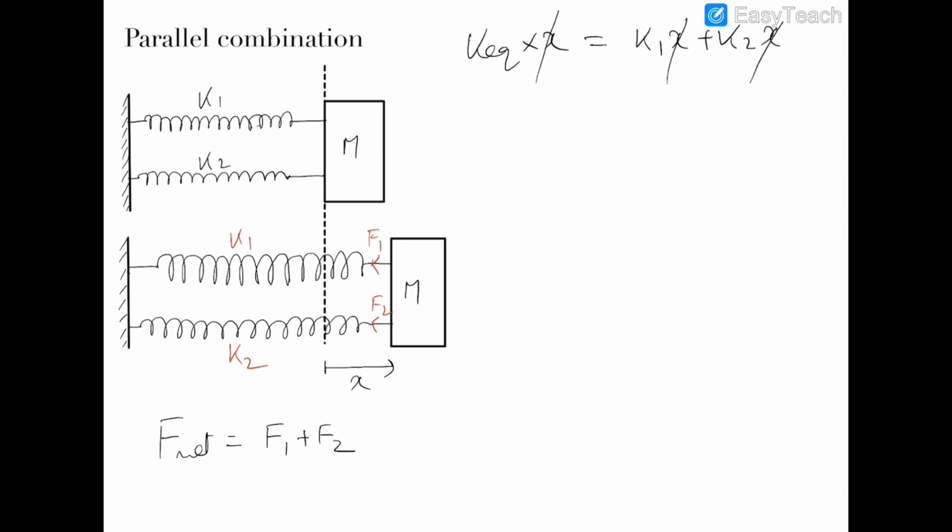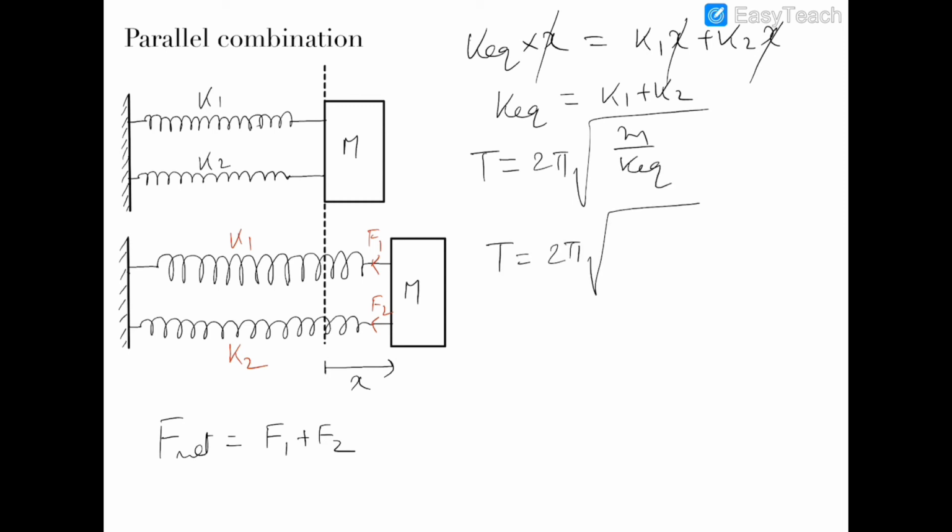So cancelling X with X, K equivalent will be K1 plus K2, and the time period will be 2 pi under root m by K equivalent. So T will be equal to 2 pi under root m by (K1 plus K2). So this is the time period of SHM of this spring block combination. Now in this case, you can see that the force is different in parallel combination.